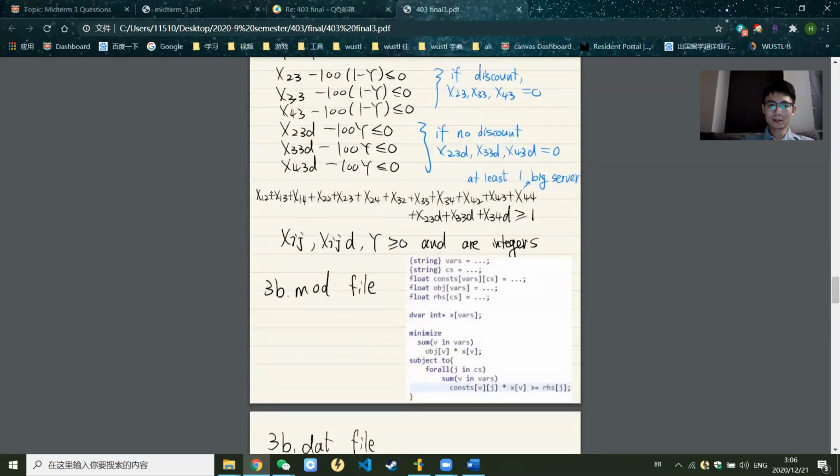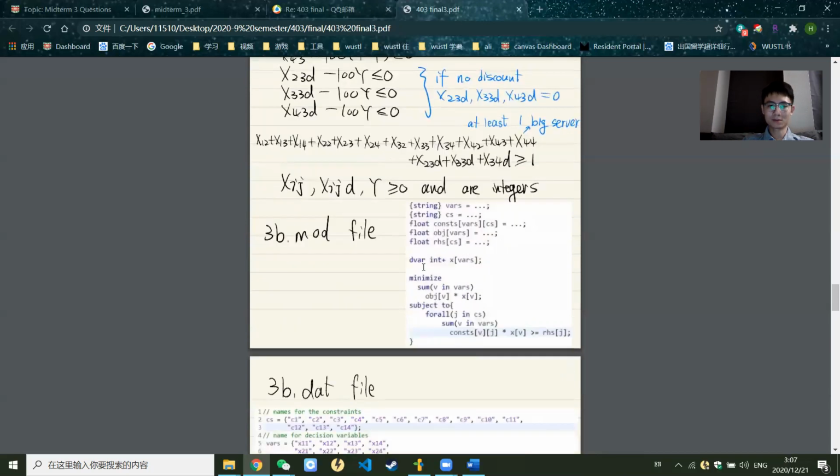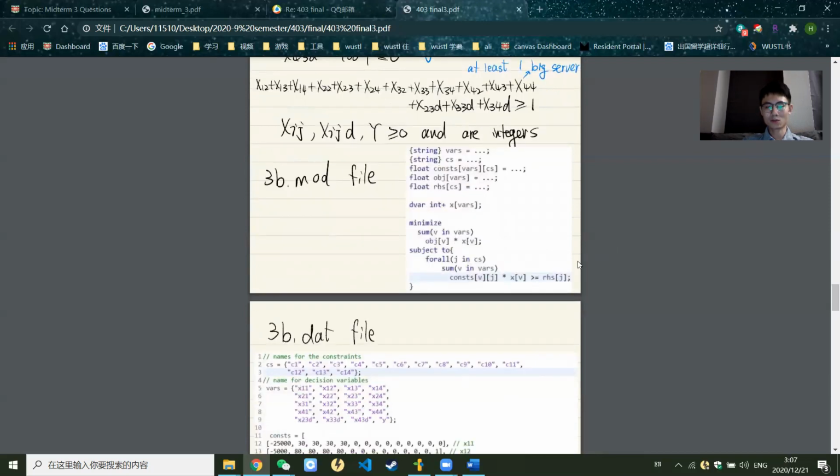And here is the constraint for the bigger server. We will have a bigger server. So the sum of the number of bigger servers should be bigger than 1, and they are bigger than 0 and integers. So here are the modified constraints, basically the same, minimize and bigger or equal constraints.